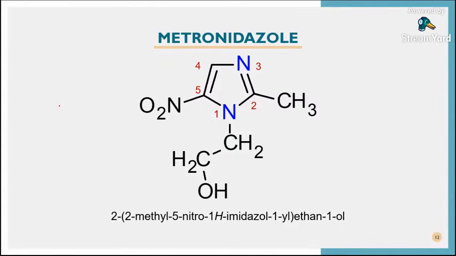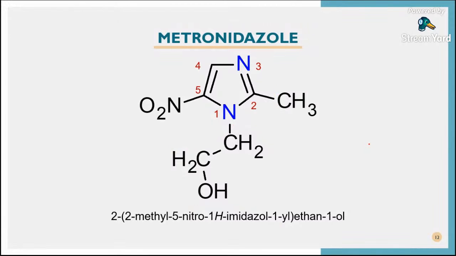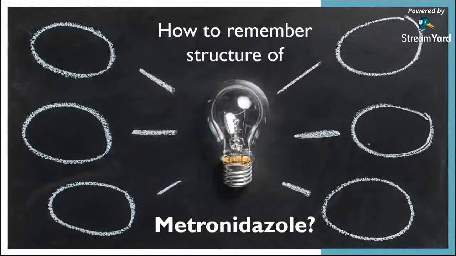Now, you are able to remember the structure of imidazole, then nitroimidazole, and then through nitroimidazole, we have come to the structure of metronidazole. And then you will find the methyl group at 2 number position and ethanol group at 1 number position. But how to remember that? I will give you one very simple trick to remember the structure of metronidazole. So how to remember the structure of metronidazole?